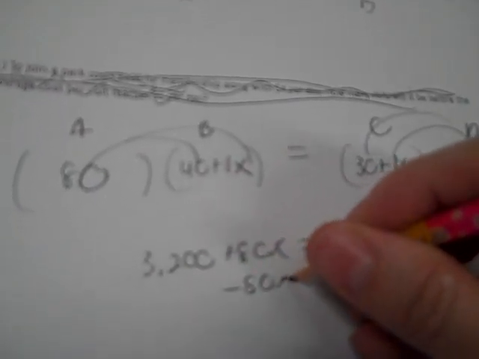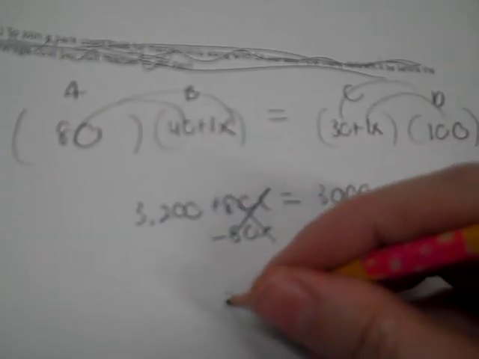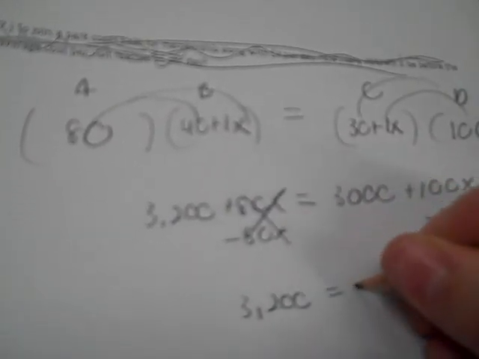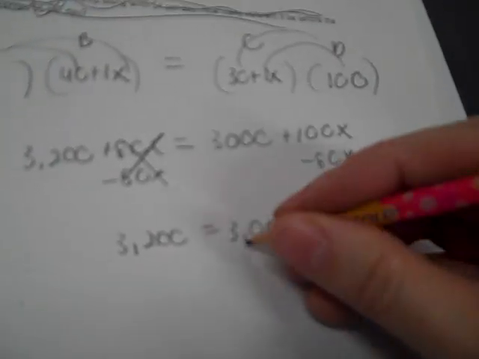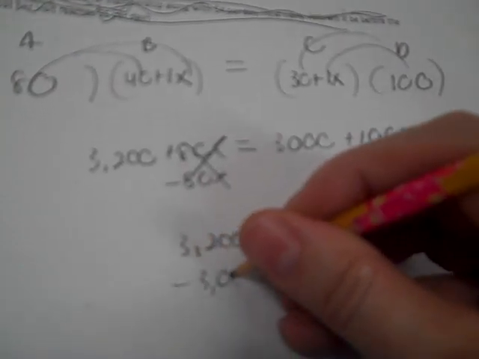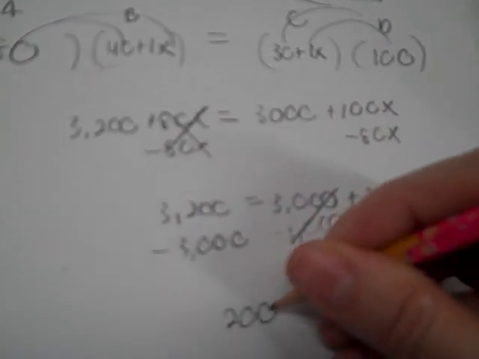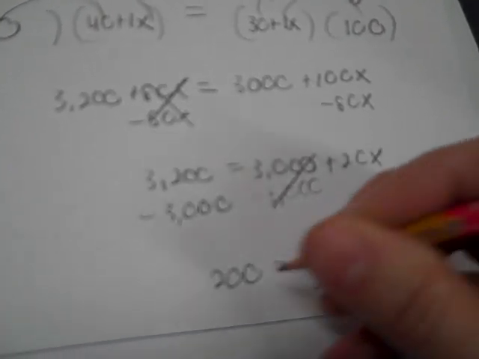So I get my x's on the same side. That's 20x, so 3,200 equals 3,000 plus 20x, and then I subtract my 3,000, which is 200, and then divide by 20, and 200 divided by 20 is 10. So, 10 serves.